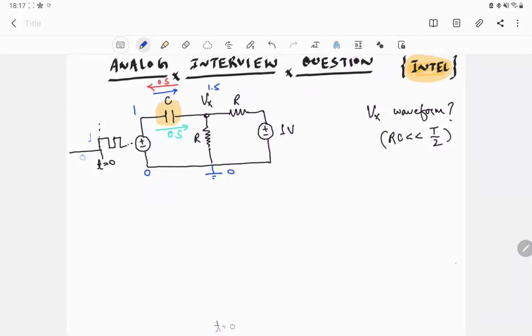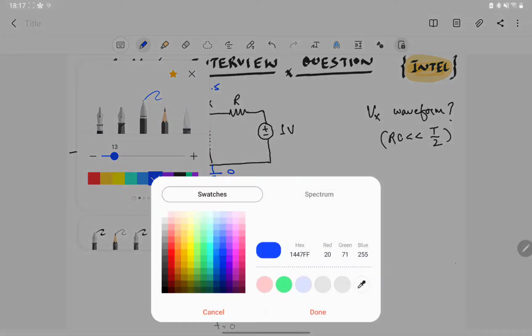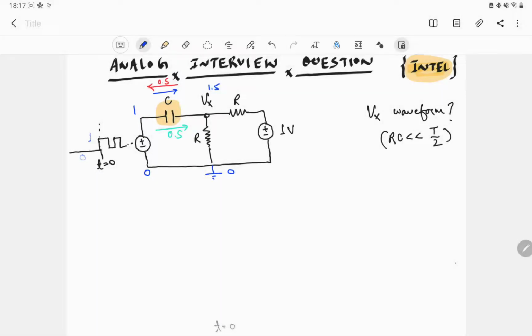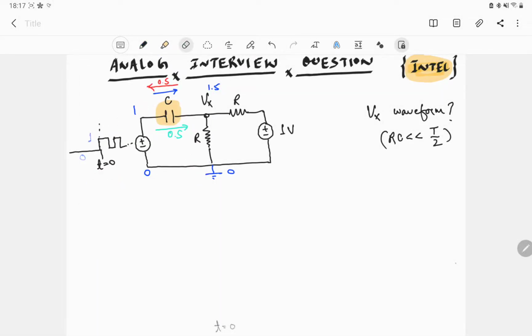This is the second part of the question, where the RC time constant is way greater than T by 2. This was the second part of the interview question.